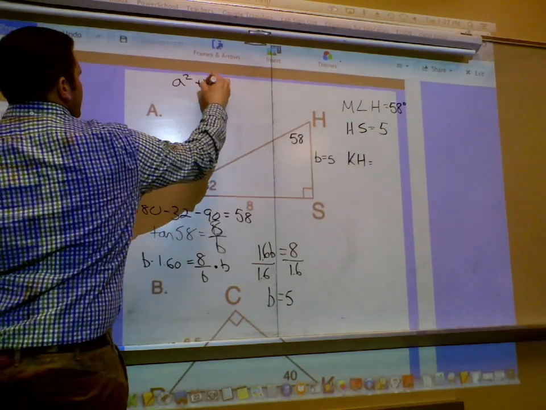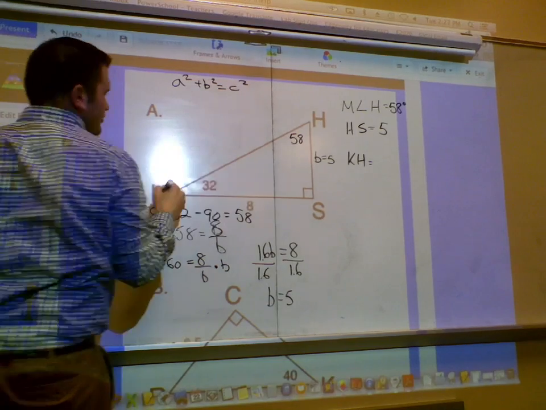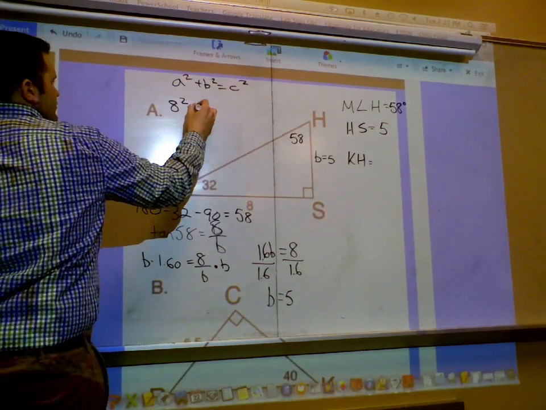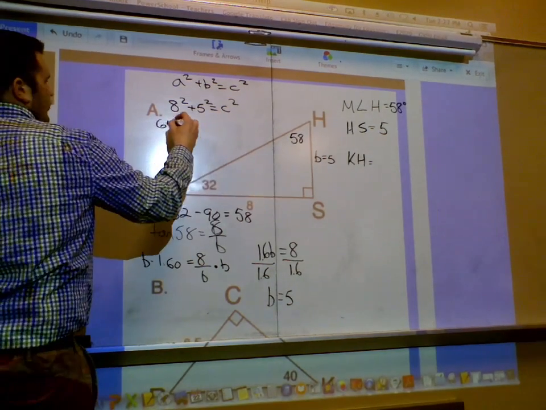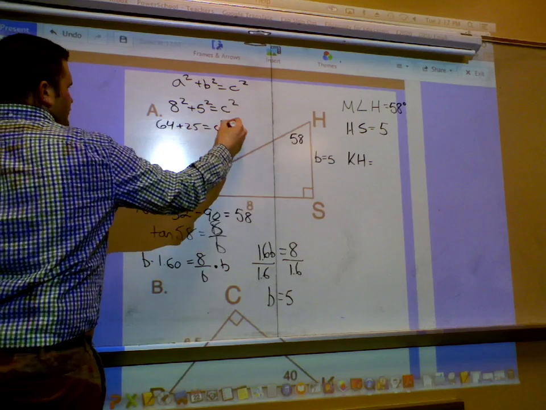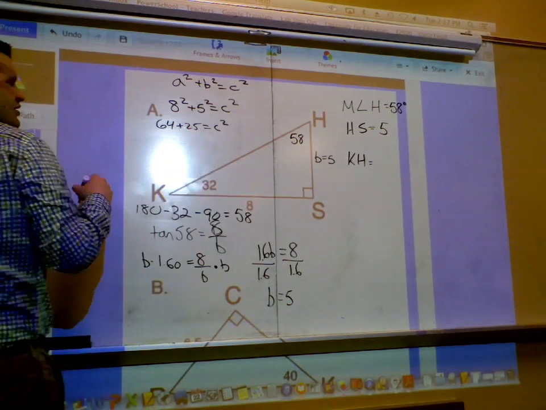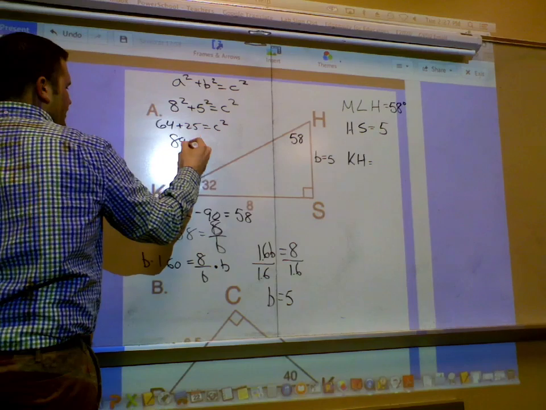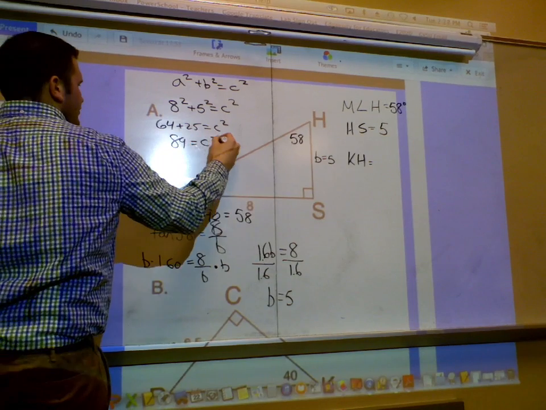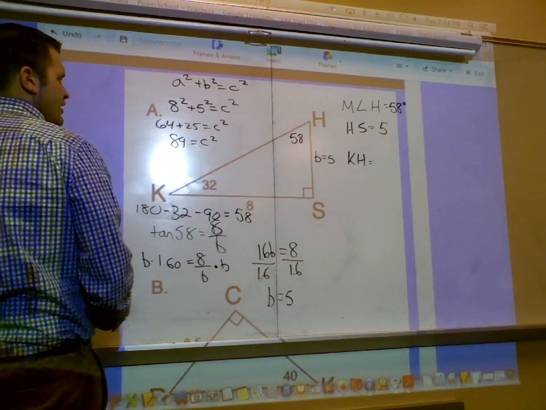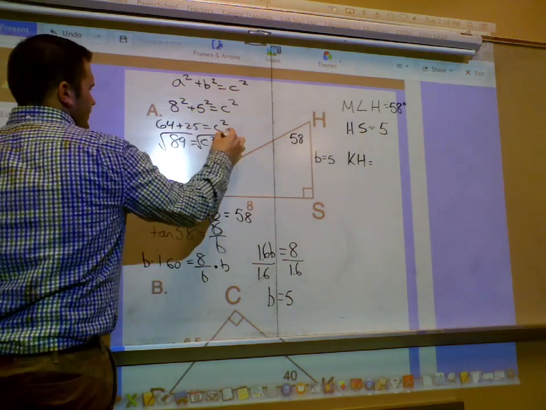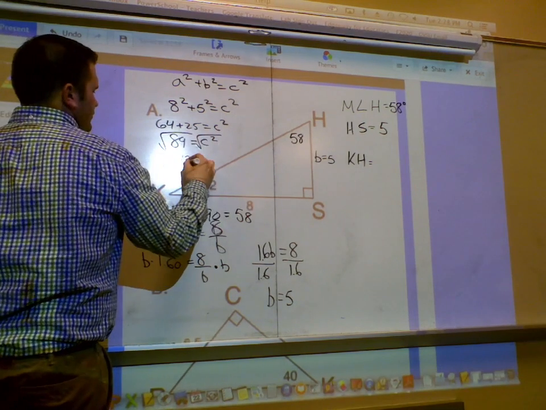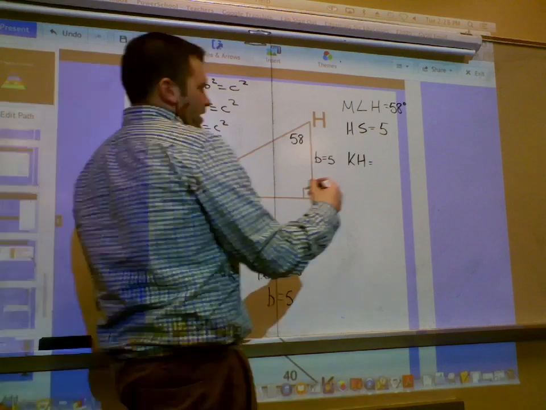A squared plus B squared equals C squared. 8 squared plus 5 squared equals. So 64 plus 25 equals C squared. 64 and 25 is 89. So what's the square root of 89? 9.4. That means our hypotenuse is 9.4.